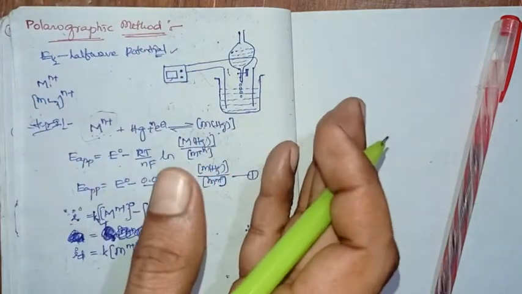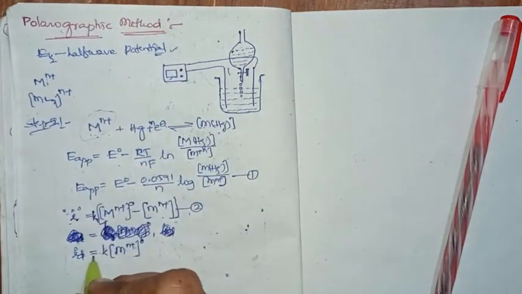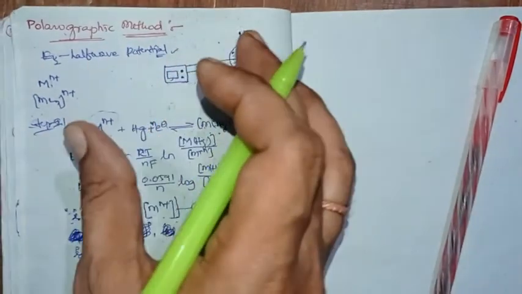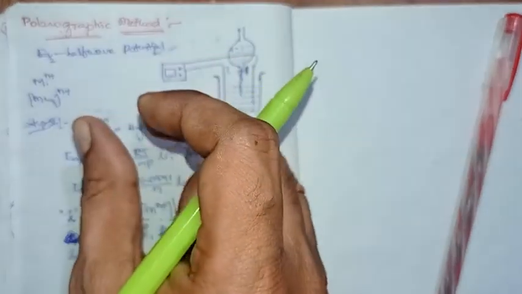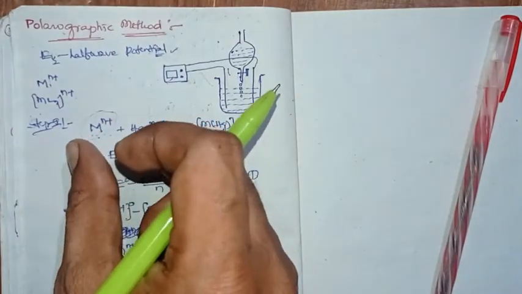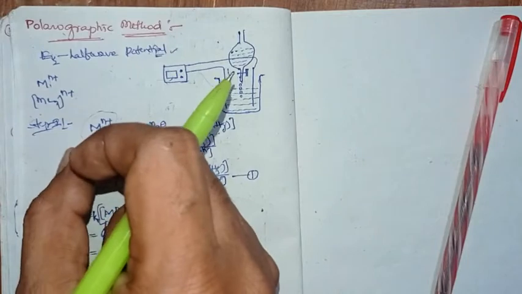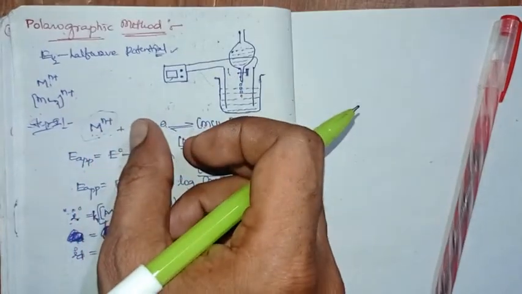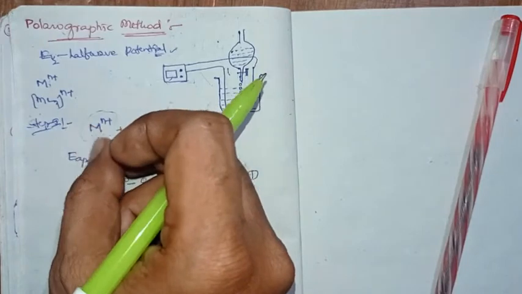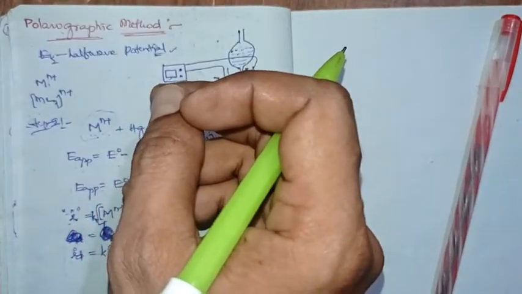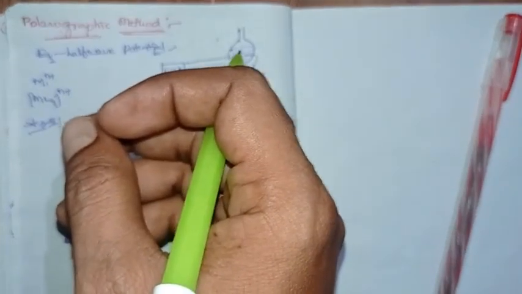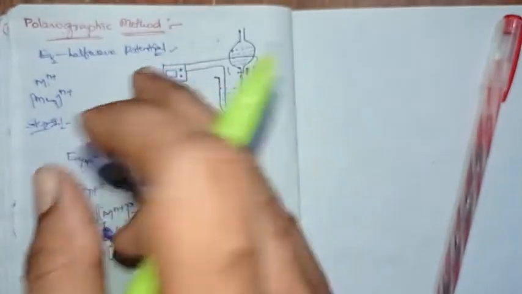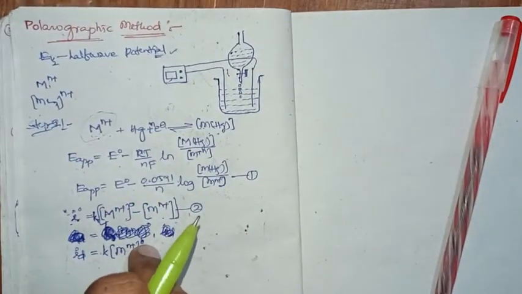To complete the reaction, the current required is proportional to the metal ion concentration. How much metal ion is there determines the required current, more or less. When the initial metal ion concentration is very low, the diffusion current will be lower in amount. When we consider a high concentration, the diffusion current will be high. So the diffusion current, which is required to complete the reduction of the metal ion, will be proportional to the total concentration of metal ion.